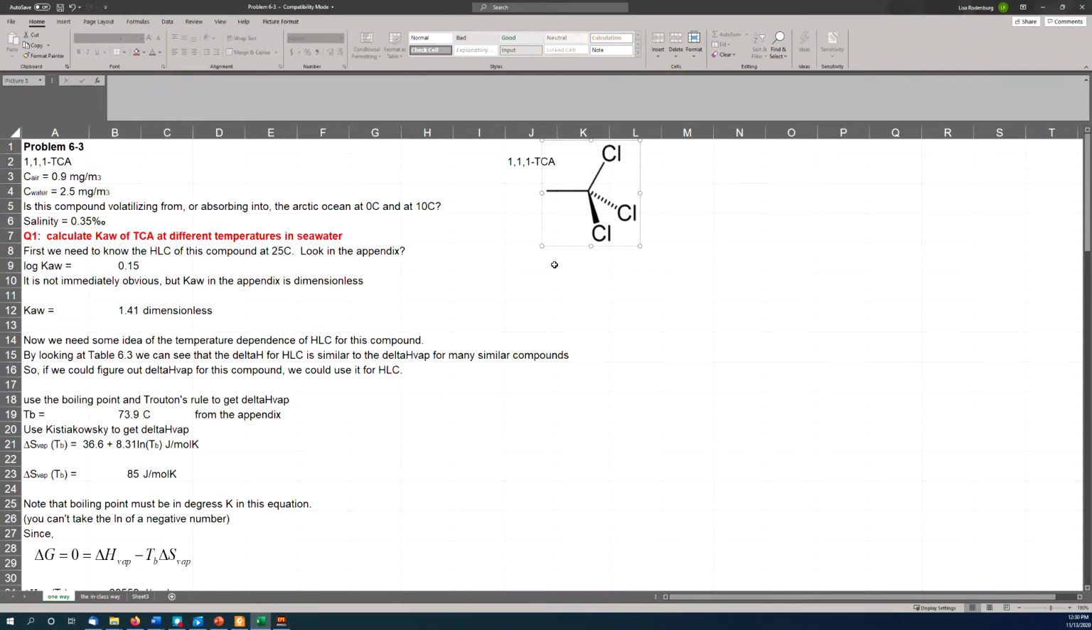Today we're going to do problem 6.3, which is about 1,1,1-trichloroethane. When you look this up in Wikipedia, this is the structure you get, because they don't show you the hydrogens over here, so it's kind of a funky looking thing. But anyway, that's 1,1,1-trichloroethane.